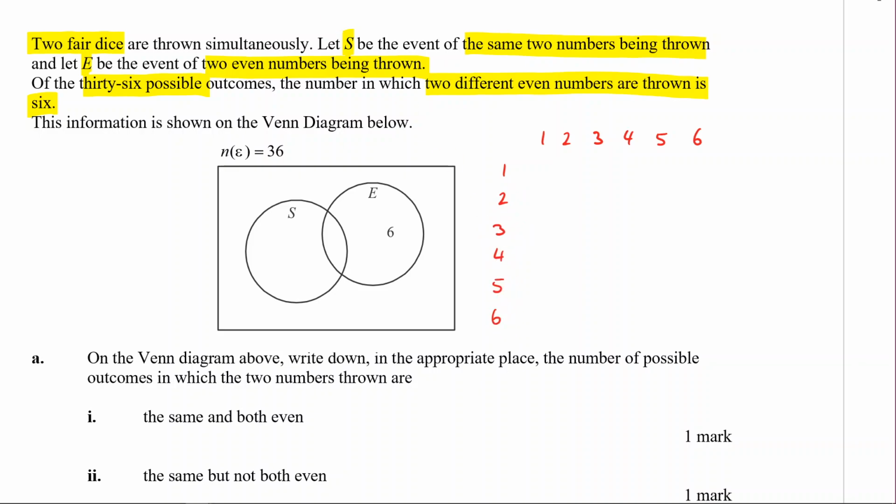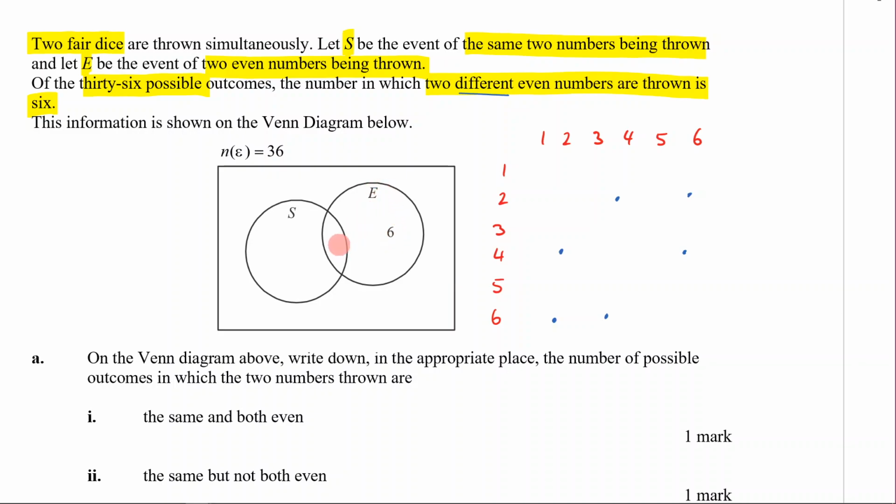Now, let's get a color out. What we're told here is that the number in which two different even numbers are thrown is 6. So let's just consider that for a moment. Two different even numbers. So we don't include 2 and 2 because they're both the same even number, but 2 and 4 and 2 and 6. And then we could have 4 and 2 and 4 and 6. We could have 6 and 2 and 6 and 4. So as you can see, 1, 2, 3, 4, 5, 6, that's where that number has come from.